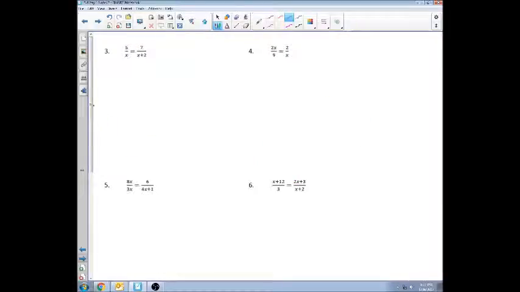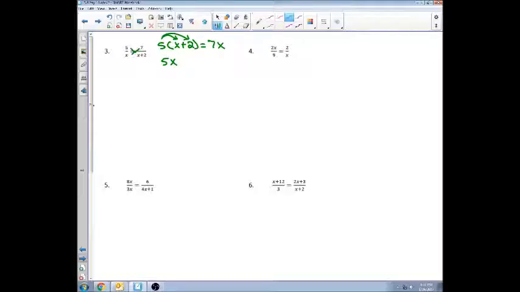Problem number 3. I only have two fractions. I have an equal sign between them, so I can cross multiply. 5 times x plus 2 is equal to x times 7, which would be 7x. I need to distribute my 5, so 5x.